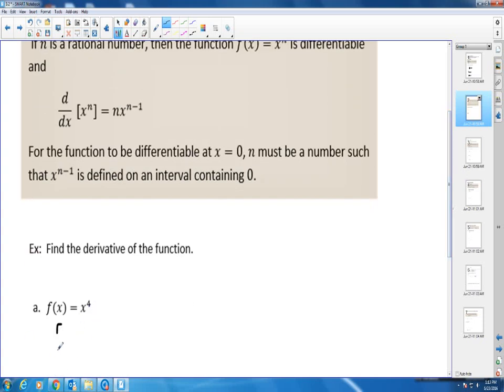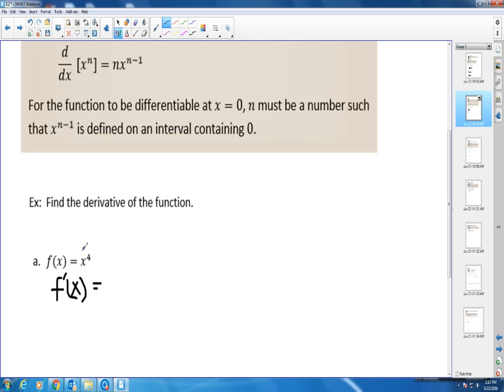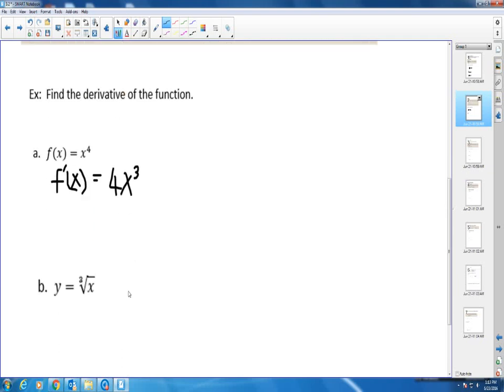For this example, f prime of x, the derivative of x to the 4th. The way I'm going to write it out, I'm going to bring the exponent to the front, and then subtract my exponent by 1, so that'll be 4x to the 3rd. So that is the derivative of x to the 4th power.